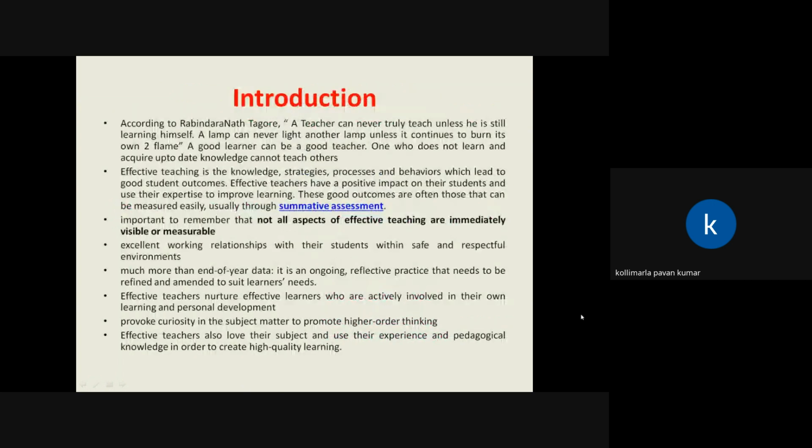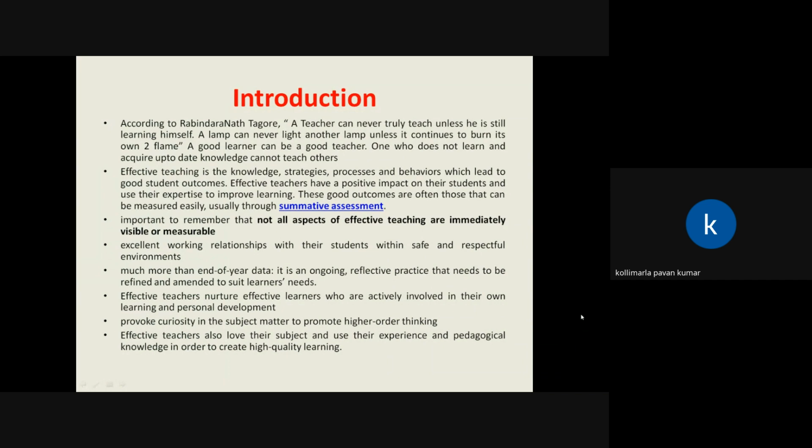So by this introduction, I will quote a famous poet, Rabindranath Tagore. According to him, a teacher never truly teaches unless he is still learning himself. We know that a lamp can never light another lamp unless it continues to burn its own flame. So this is the definition of a teacher according to Rabindranath Tagore. He thinks that a teacher plays a crucial and vital role in society, changing the students and their lives.